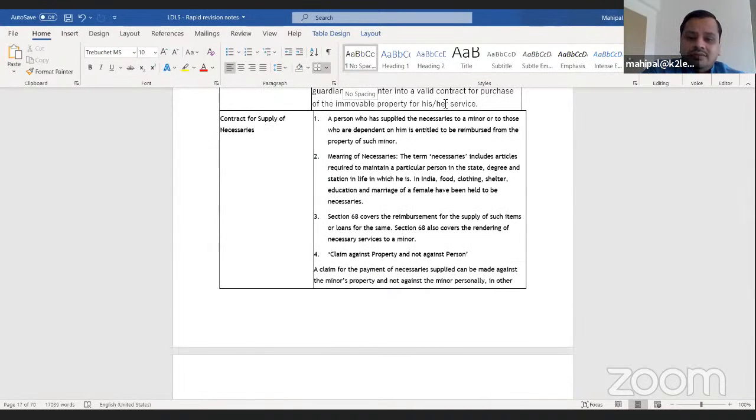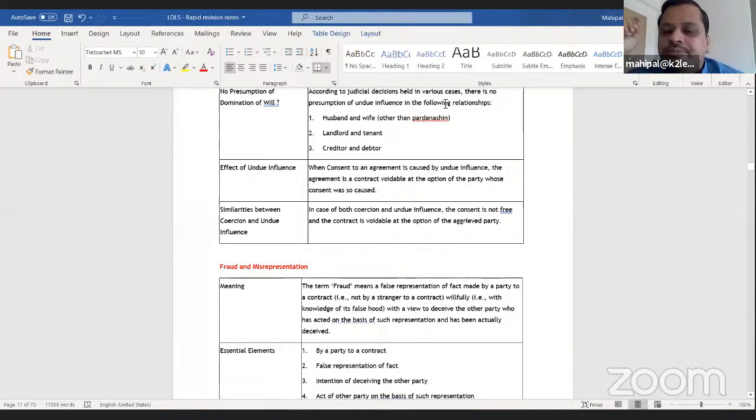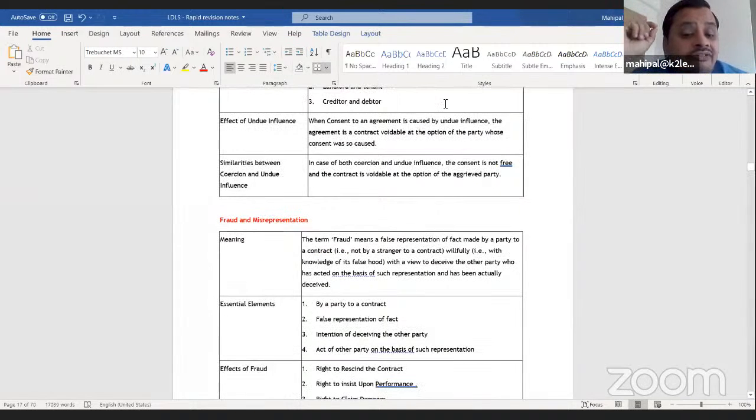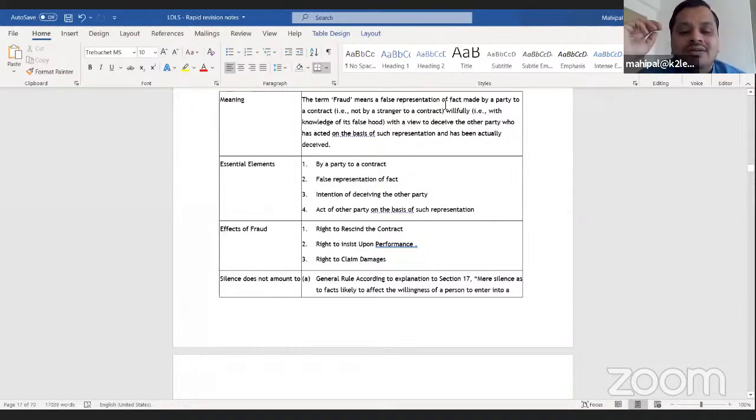Fraud means a false representation of a material fact done willfully with the knowledge to deceive the other party. The essential elements of fraud include: it must be done by a party to the contract; he must have made a false representation; the intention should be to deceive the other party; and the act of the party should be based on such representation. Effects of fraud: the contract is voidable, with the right to insist upon performance and the right to claim damages.